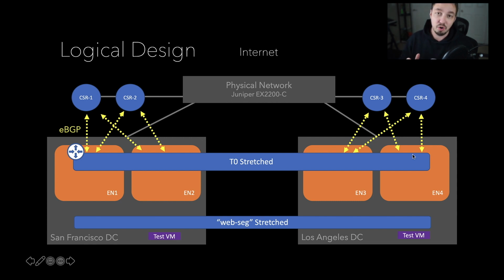Now, this T0 will stretch across all of these sites, meaning I can now connect workloads to that T0 at any site. And workloads can move, so VMs can vMotion between sites. They can stay connected to that same T0, or if I have a T1, to that T1, right?